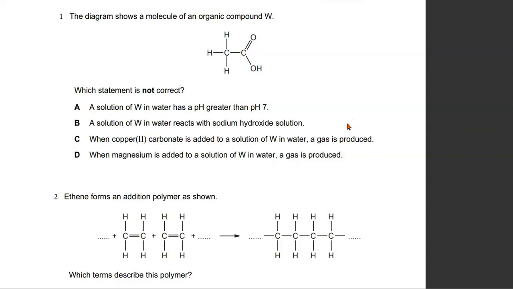A solution W in water has a pH of greater than 7? Why did you choose A? Because that's a carboxylic acid, and acids have pH of less than 7. Okay, brilliant. That's the answer. So next question.